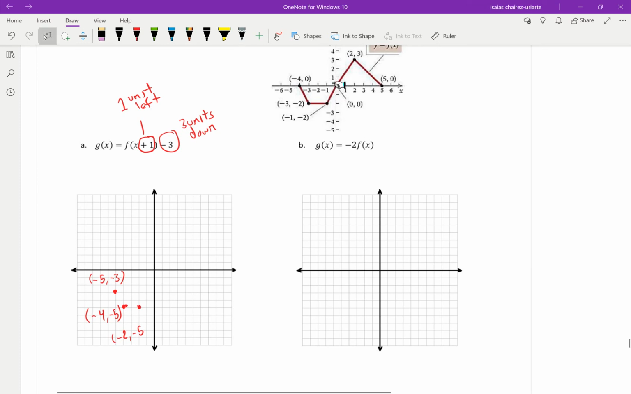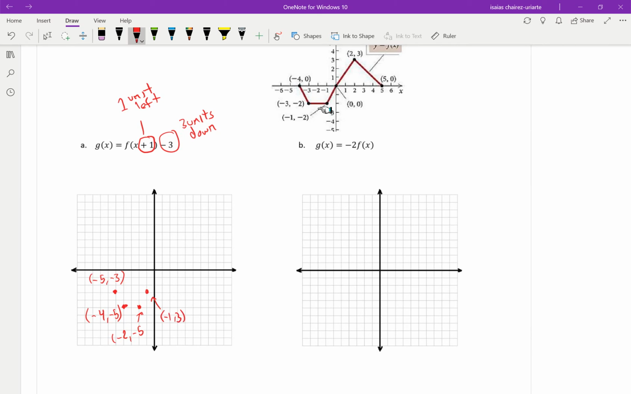Right now it's this little point right here, 0 comma 0. Where did 0 comma 0 go to? I guess it went left 1, down 3. So it goes to negative 1 comma negative 3. That's right there. So that point right there, negative 1 comma negative 3.